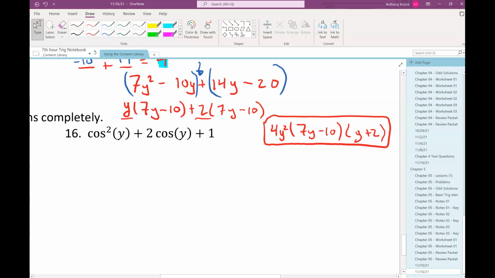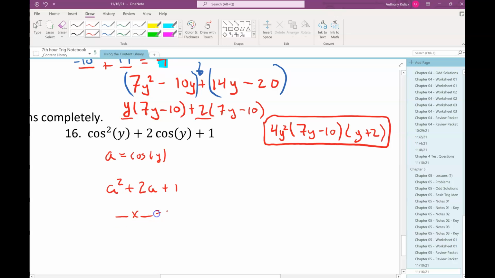So again, we talked about that the cosines we can just kind of think about as a variable. So like if I think about A as the same thing as cosine y, this is really the same thing as like a squared plus 2a plus 1, right? Okay, no greatest common factor. 3 terms in the quadratic form.